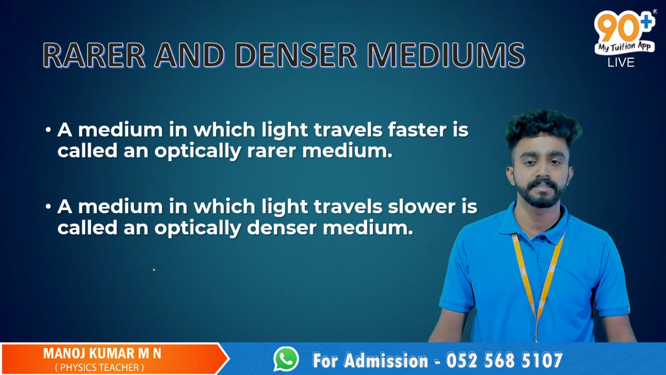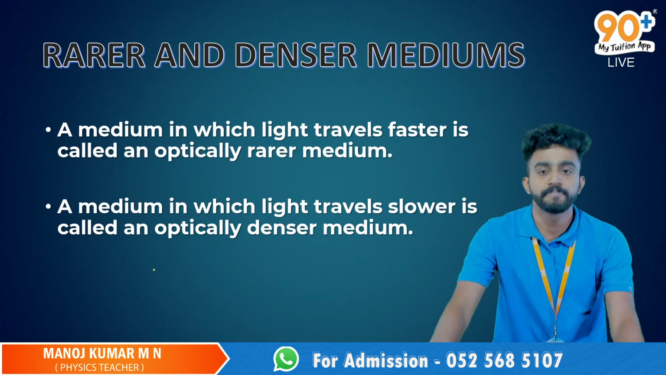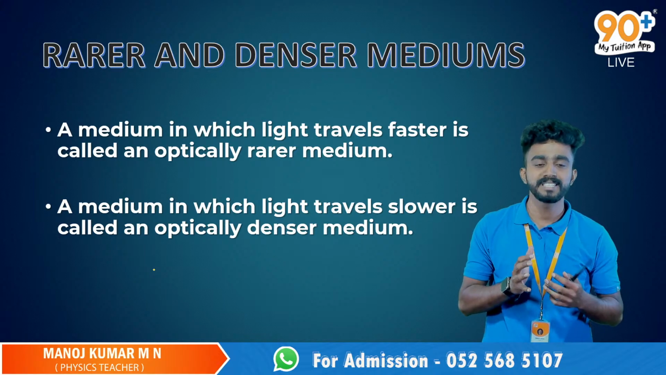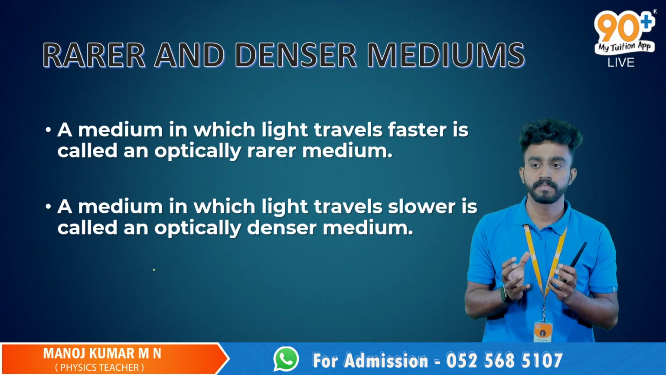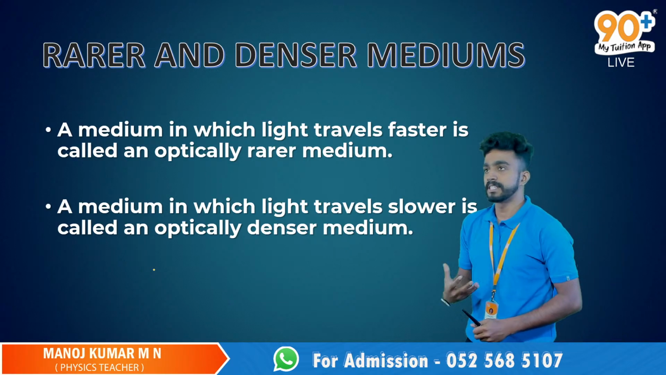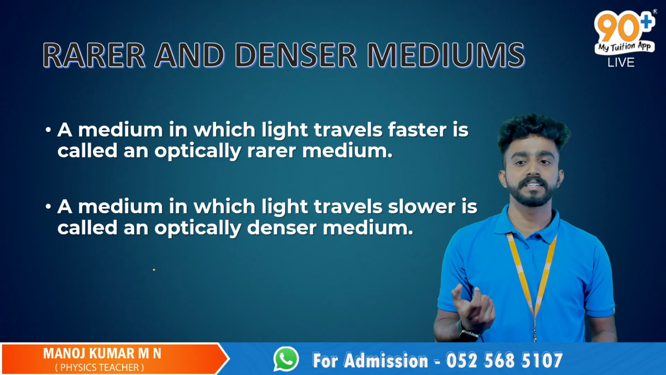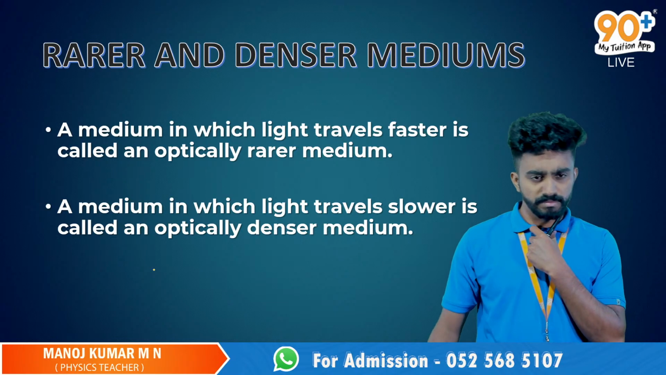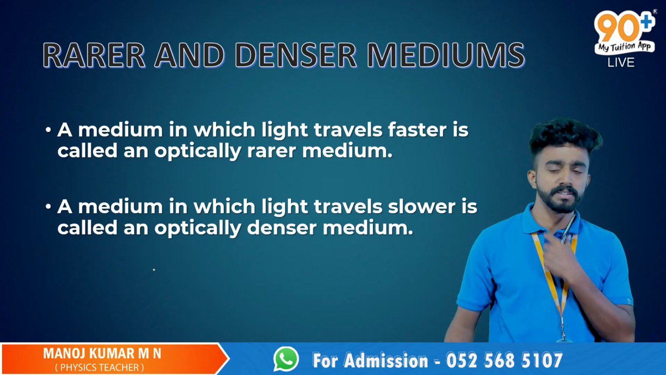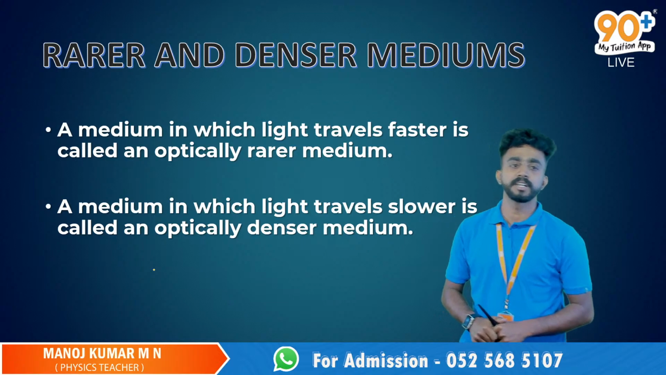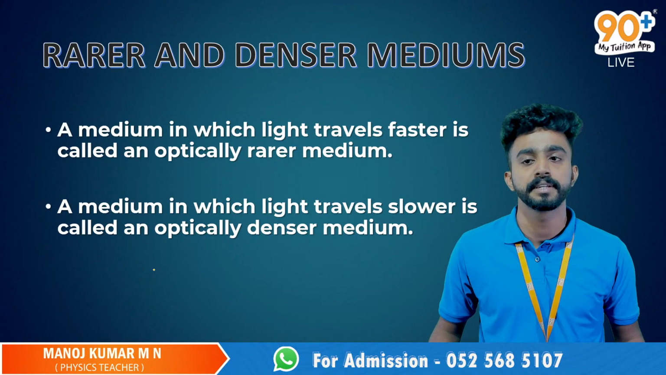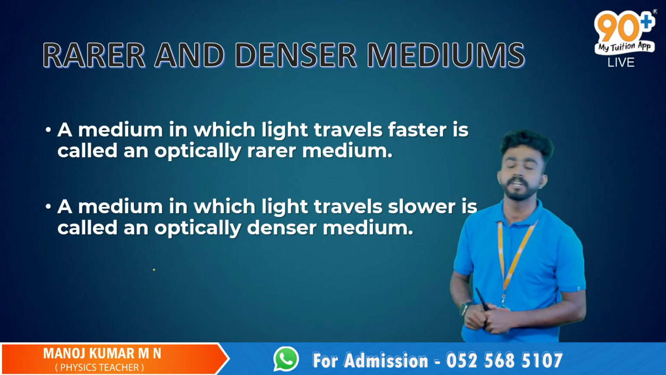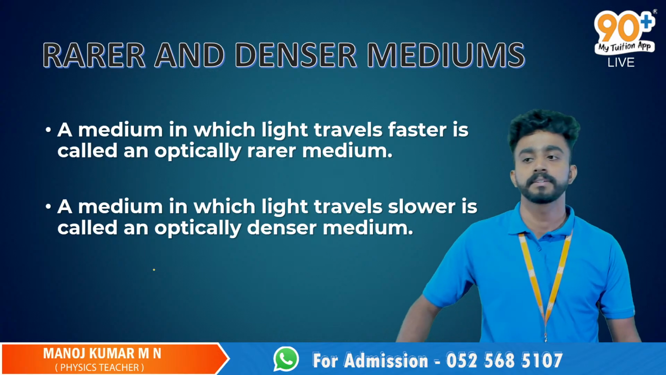Please do note it down quick. If there is a medium where light can easily travel through it faster, which means optically rarer medium. So you can say the number of particles present in it is very less in rarer mediums. A medium in which light travels slower is called an optically denser medium, more particles, densely packed. Chance of moving the light through it will be tougher, so light will be traveling slower through it, much slower.